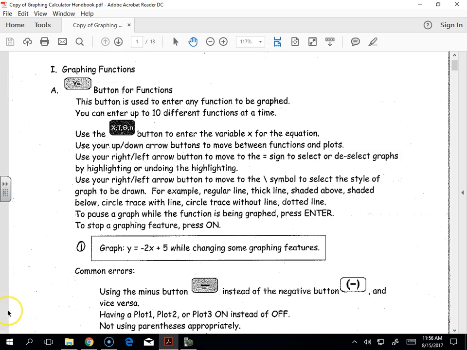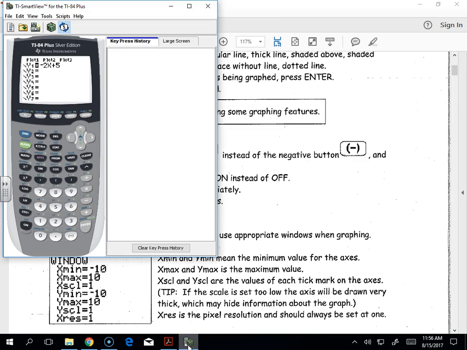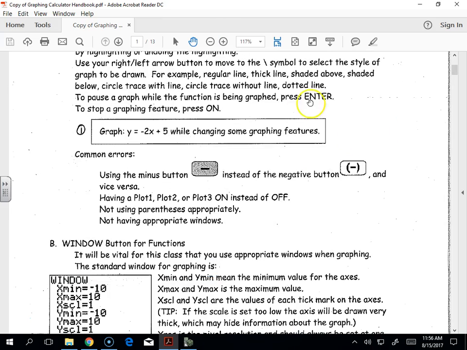But let's go ahead and start with number 1. Question, what features were you able to use when you're graphing to change the style of the graph? What's something you can do? You could change the window, but specifically in the context of what's going on right here, how do you make things regular or thick or shaded above or shaded below? What's going on there?